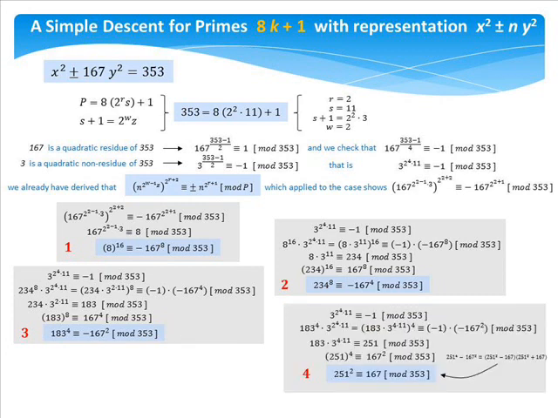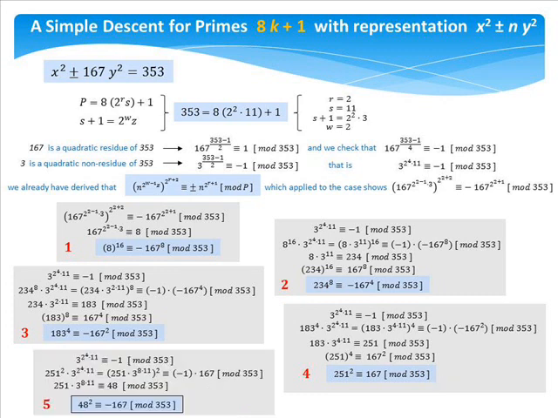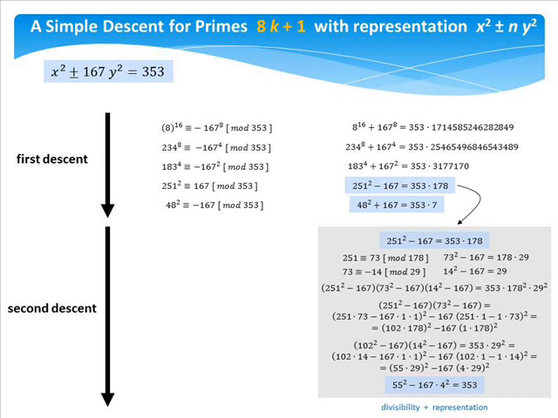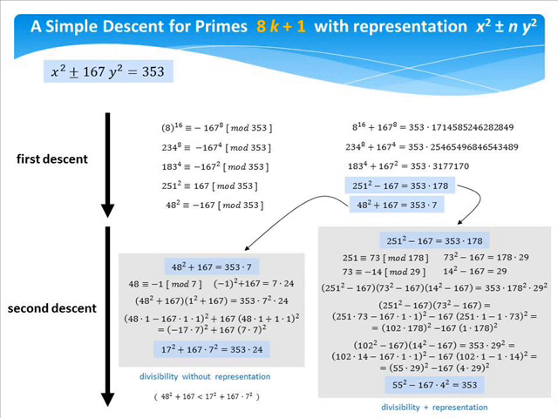In the fourth step, we apply the procedure once more, resulting in 353 dividing 251 squared minus 167. In the fifth step, we employ the same procedure one last time, yielding that 353 divides 48 squared plus 167. Indeed, these 5 steps constitute the first infinite descent. The equations derived from these steps serve as the foundational elements required to kickstart the second infinite descent, which occurs as we apply the simple descent method.